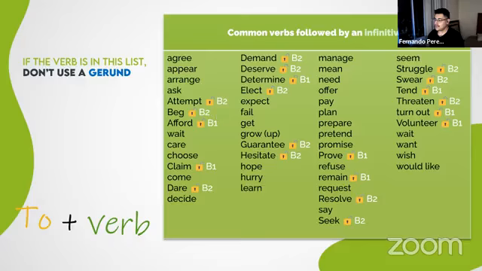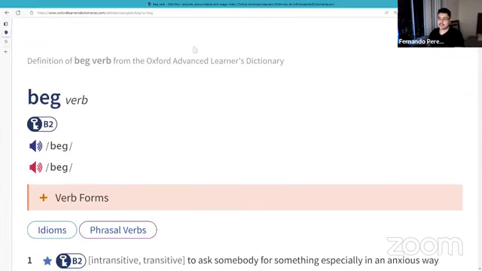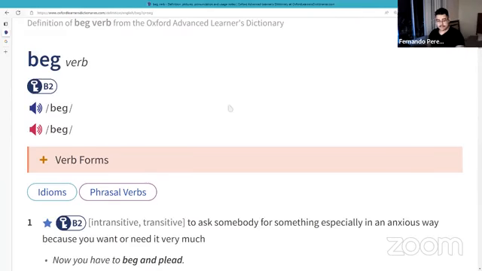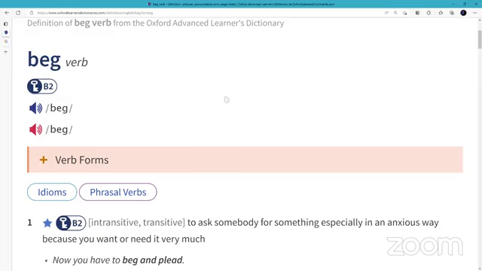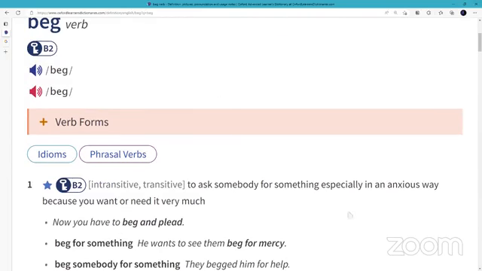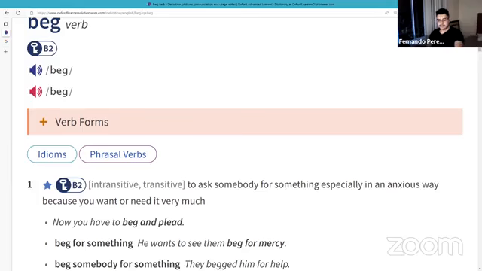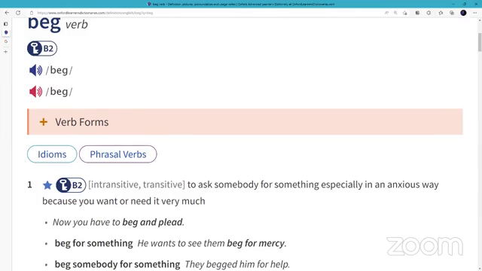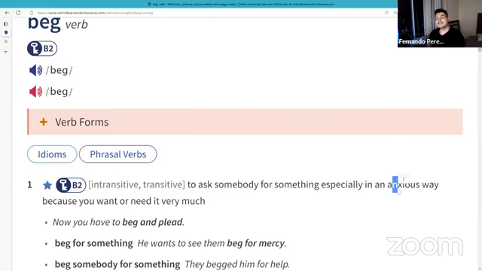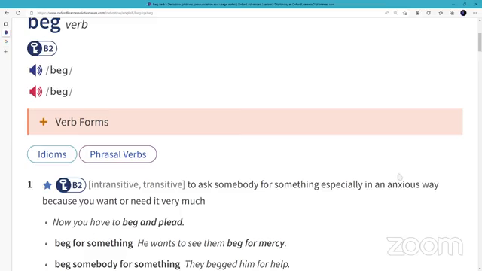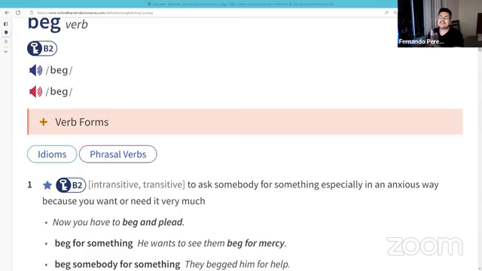Let's go with the next one. The word is this one, pronunciation, Raul. Beg. Yep. Beg. To ask somebody for something, especially in an anxious way, because you want or need it very much. Correct. So you're like, please, please, please, this is to beg.